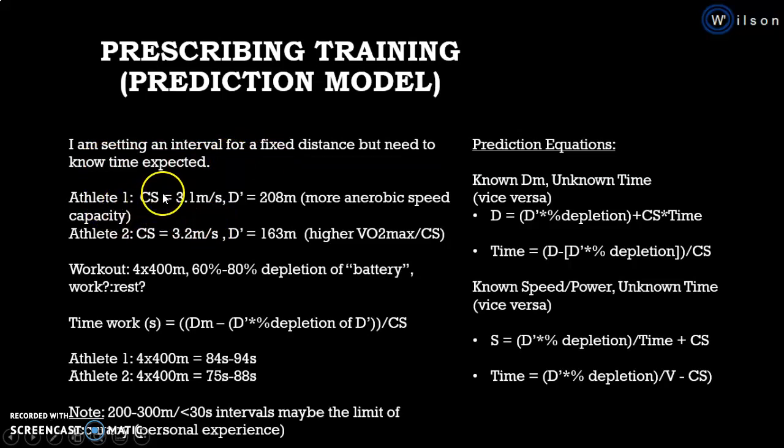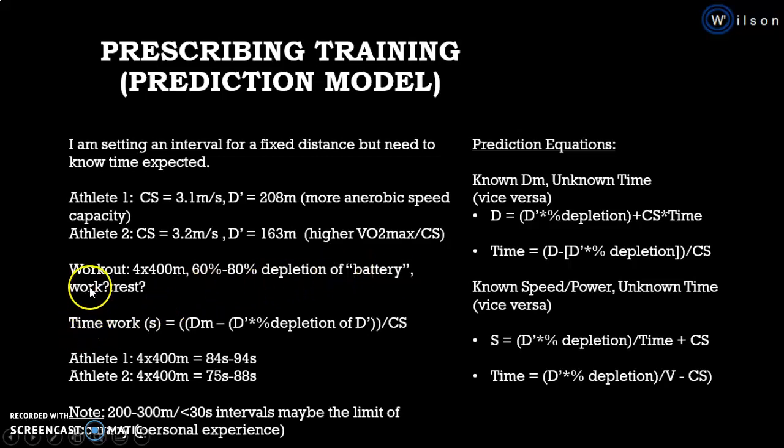Athlete number 1 has a critical speed of this and a D prime of this. And so we can tell that they have a little more anaerobic speed capacity than athlete 2, which has a lower D prime but a higher critical speed. So I'm guessing from the higher critical speed, their VO2 max is also probably higher. The workout that I want to prescribe is a 4x400 meter at a 60 to 80% depletion of the battery, or D prime in this case.